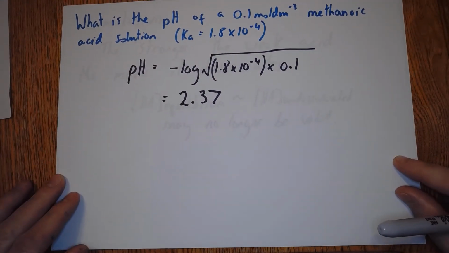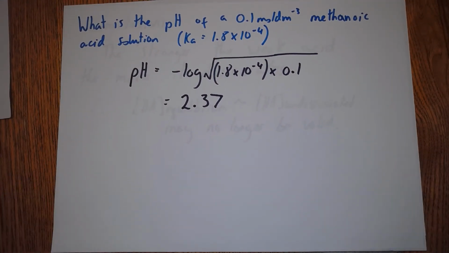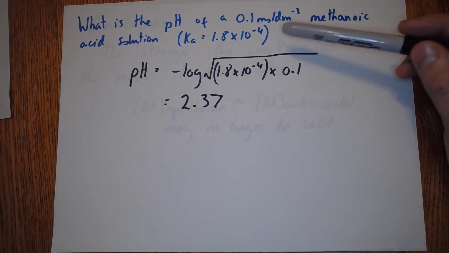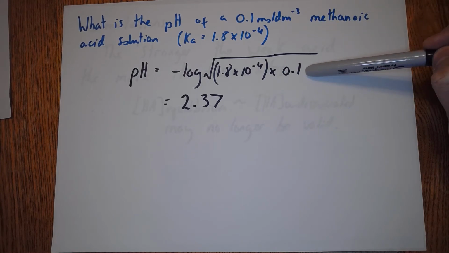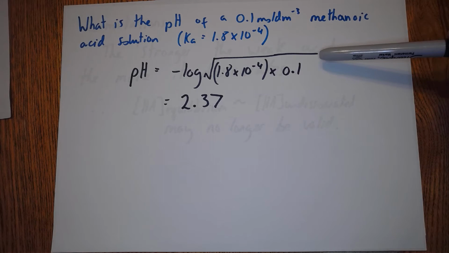So here's an example. What is the pH of a 0.1 moles per dm cubed methanoic acid solution? And here's its Ka value. So I stick the Ka value in, I stick in the concentration, times it together, square root it, minus log it, and I get 2.37.